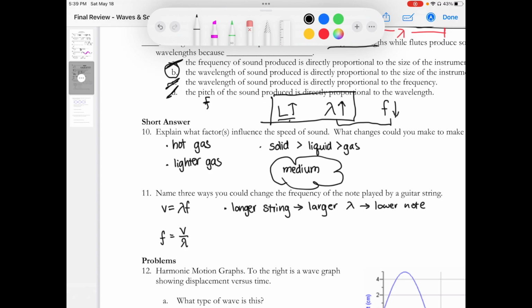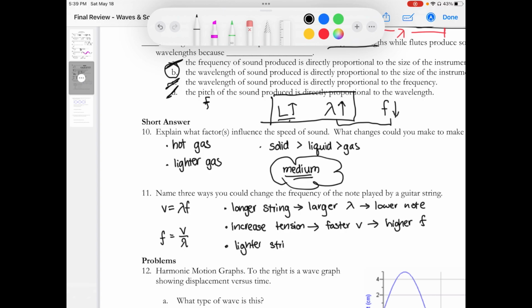lower frequency. I could change the speed of the wave. And this time it's not the speed of sound, this is the speed of the wave on the string. If I increase tension, that's changing a property of the medium. That would make a faster speed and a higher pitched wave. And you totally know this because if you were tuning a guitar, you would increase the tension, you'd hear the notes go up.